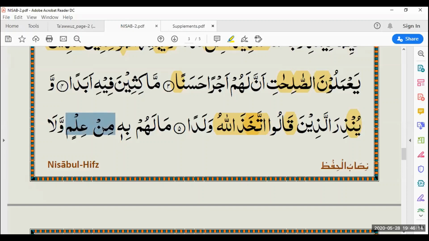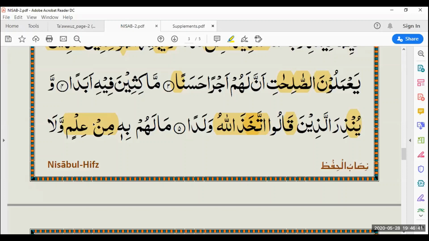Is this Ikhfa or is this Izhar? This is Izhar. Excellent. And why is that? It's min ilm. But how do you know this? Because the letter after is ayn. That is haruful izhar. Well done.